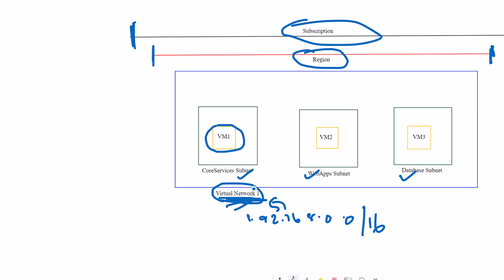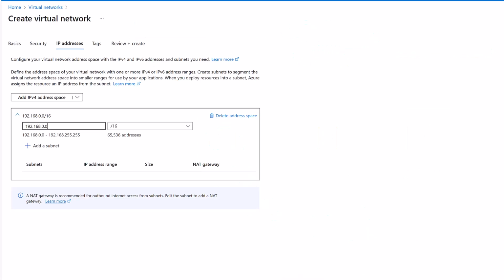And all of these subnets that we have, the core services subnet, the web app subnet, and the database subnet, will have a network address within this range that we have defined. So we'll have to carve out the IP ranges from within the 192.168/16 address. So for that, let's create the virtual network address. So you have 65,536 addresses.